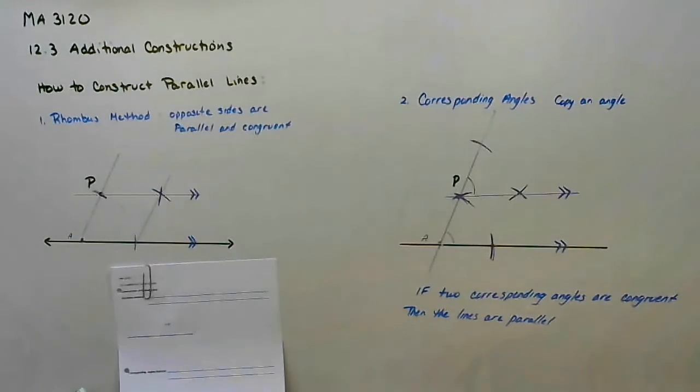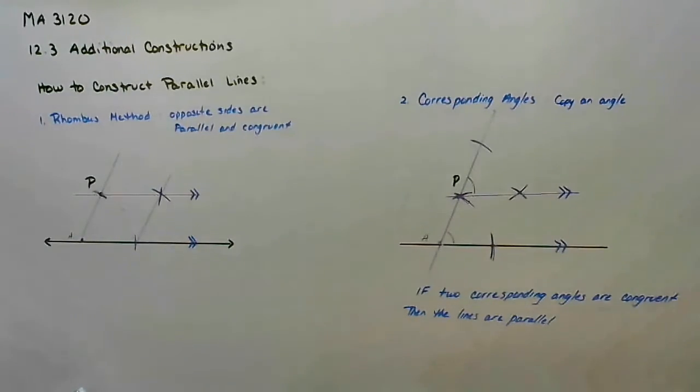So that gives you 2 different choices on how to construct parallel lines. All right? And now what we want to do is practice a construction we did last section, and see how that can help us with some triangles.